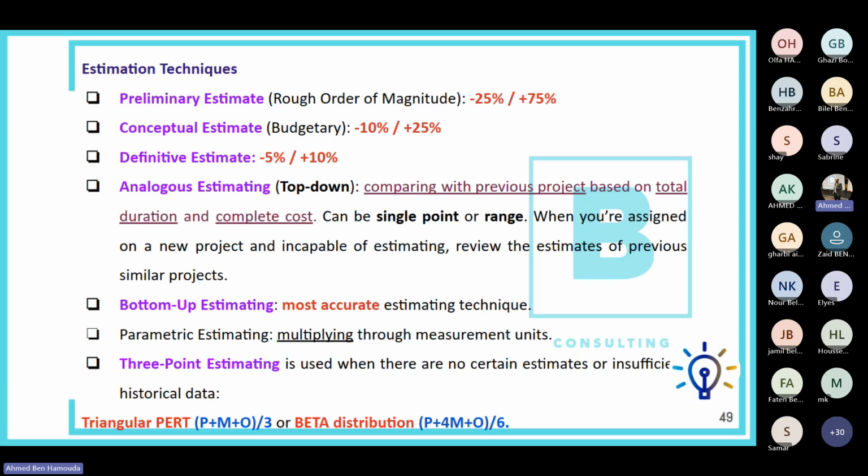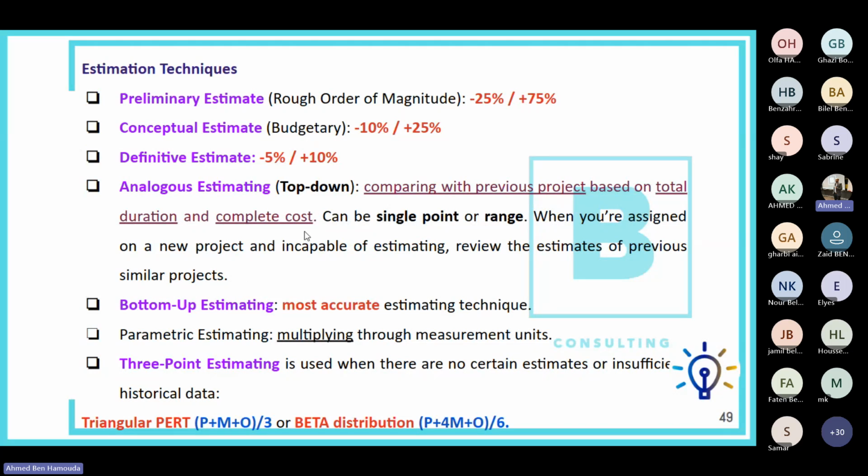Analogous estimating is used to compare between a new project and an old project in case we could not have some accurate estimates. Okay. It's also called top down. That's comparing with a previous project based on total duration and complete cost. Analogous can be comparing with one single project or a range of projects. And usually you use it when you're assigned to a new project and you are incapable of estimating, so remember this: use it when you are incapable of estimating. Therefore, you need to review the estimates of the previous similar projects, okay?